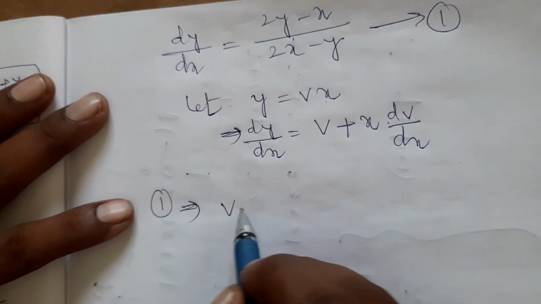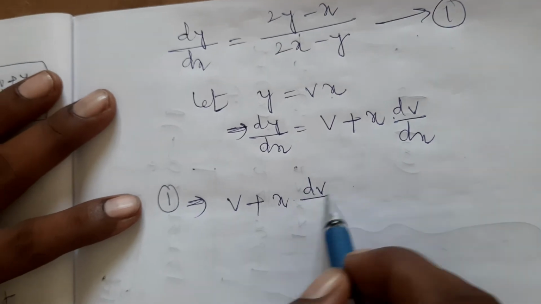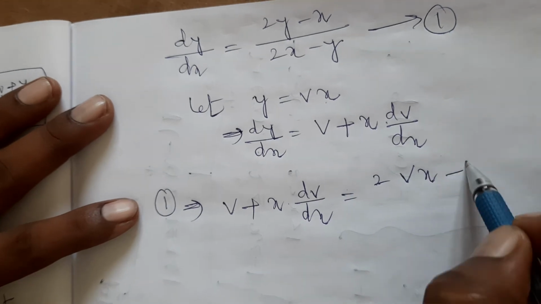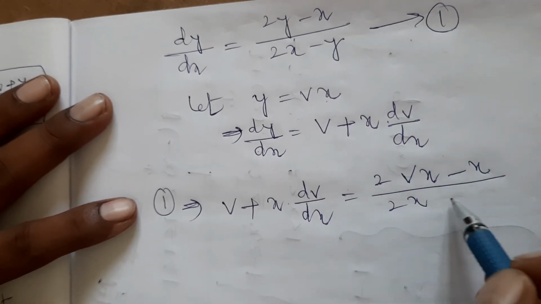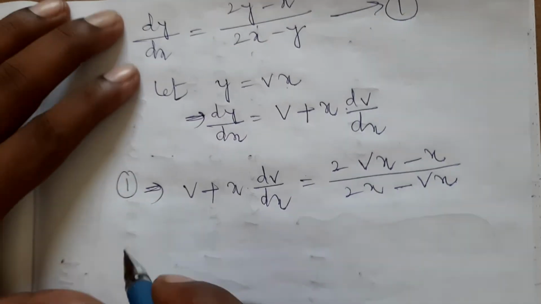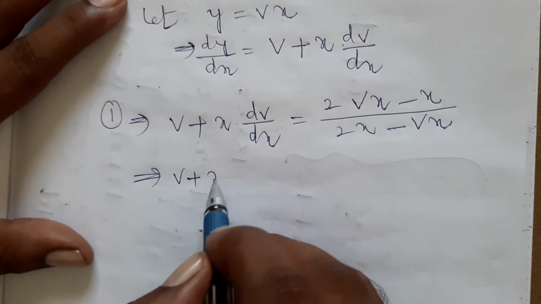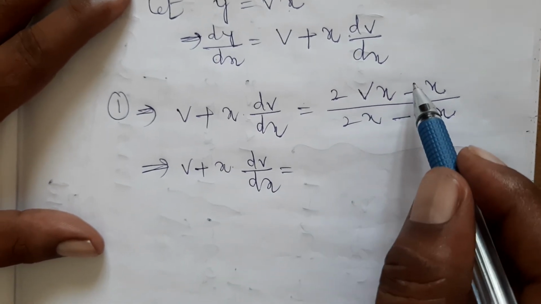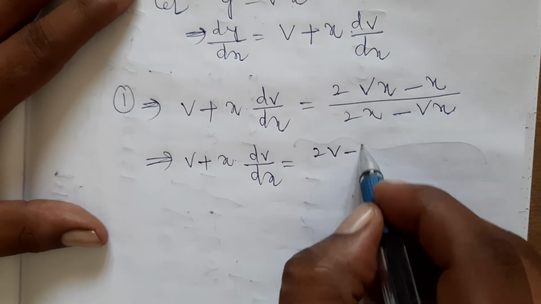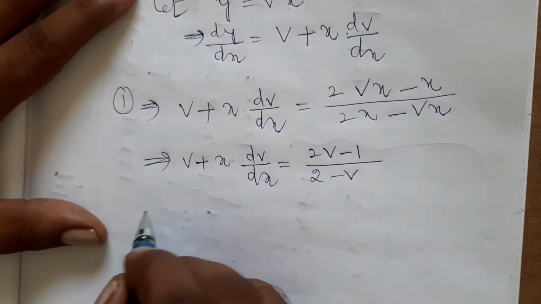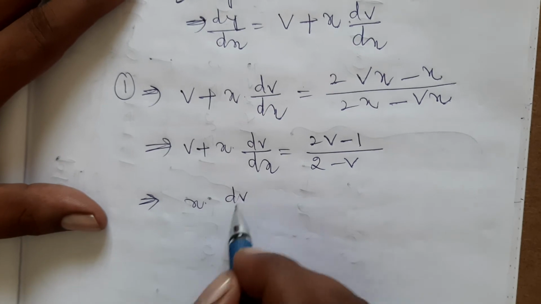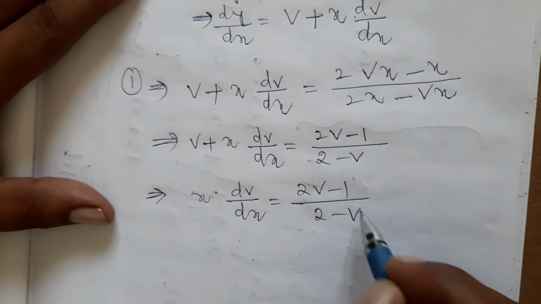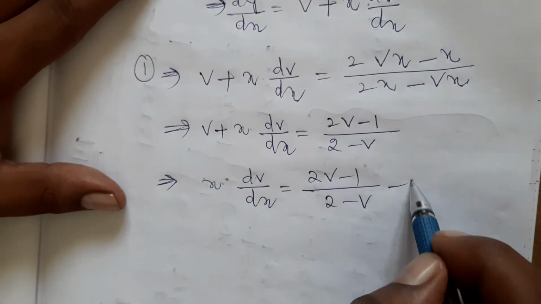Instead of dy by dx, v plus x into dv by dx equals 2 into y, which is vx, minus x, by 2x minus y, which is vx. If I simplify this, v plus x into dv by dx is equal to, x in numerator and denominator cancel, (2v minus 1) by (2 minus v). Then x into dv by dx is equal to (2v minus 1) by (2 minus v), and this side minus v.